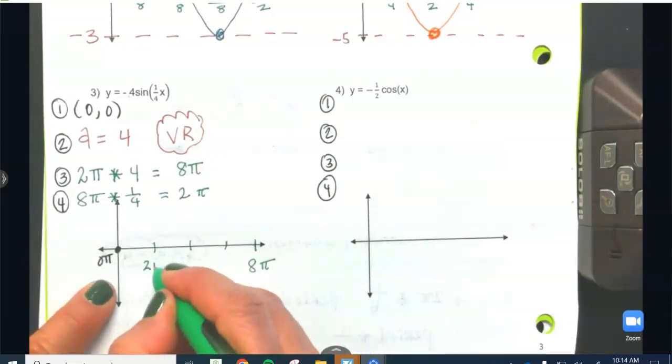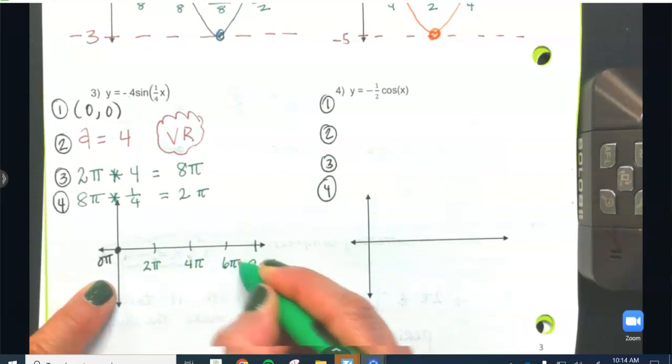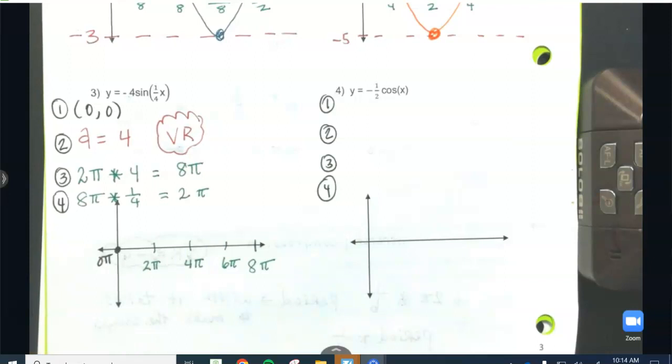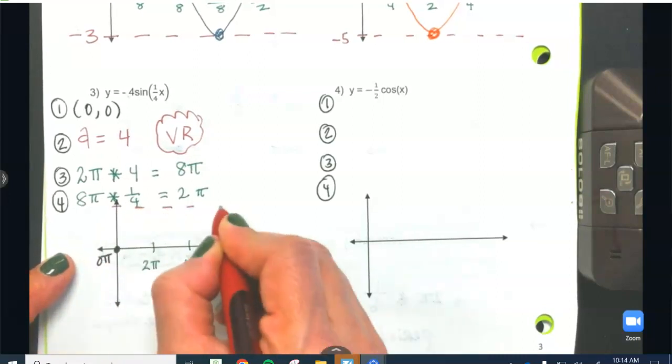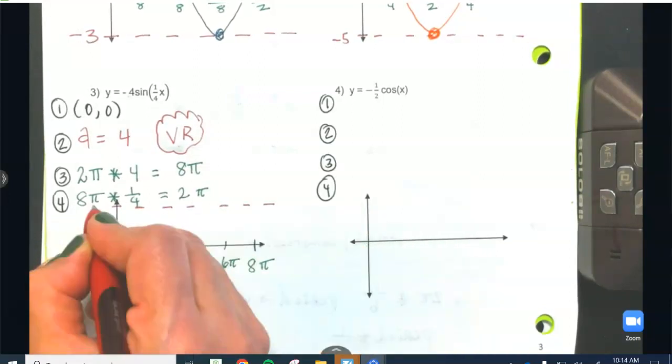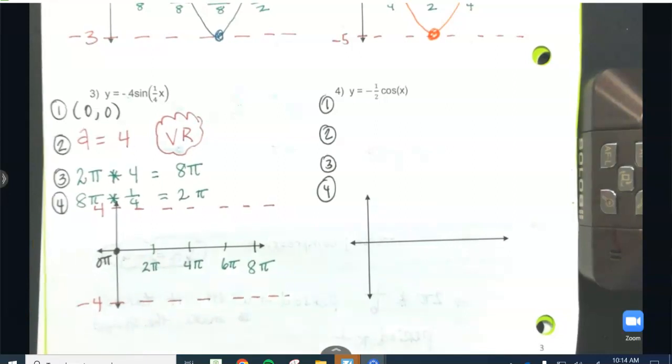0, 2, 4, 6, 8. Oops, I forgot to draw my amplitude. I went out of order. I'm sorry. Let me go up 4 to the top. The highest this is ever going to reach is a positive 4. The lowest it's ever going to reach is a negative 4. All right, now we're ready to graph it.